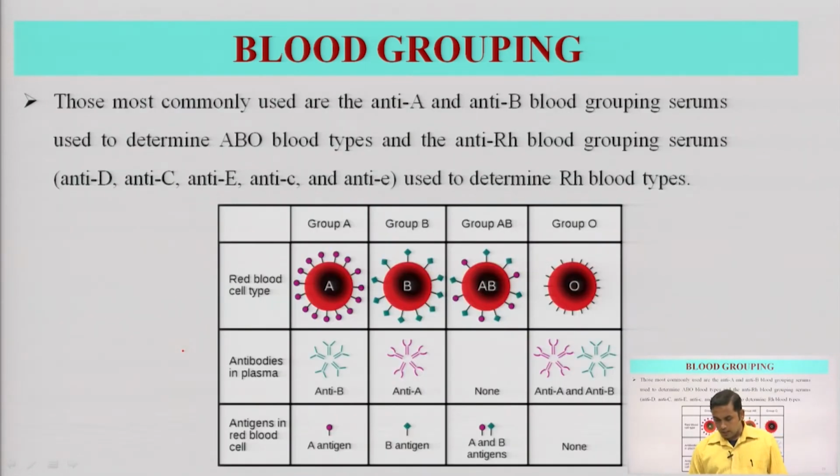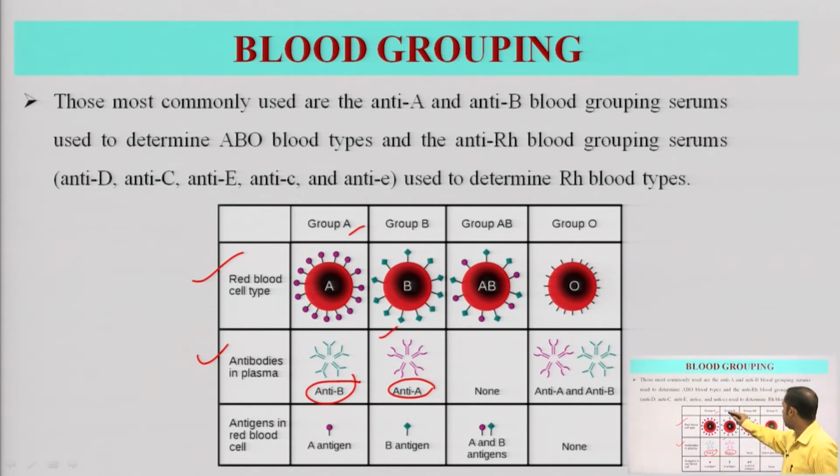Now, the question is why this is happening, why the blood grouping exists. The answer relies on this slide. For example, these are the blood types A, B, AB or O. Here is the answer: which antibodies are present. I have told you that in serum we will be getting the antibodies. So, anti-B is present in group A, and anti-A is present in group B. Here in AB no antibody is present, and here in O both the antibodies are present.